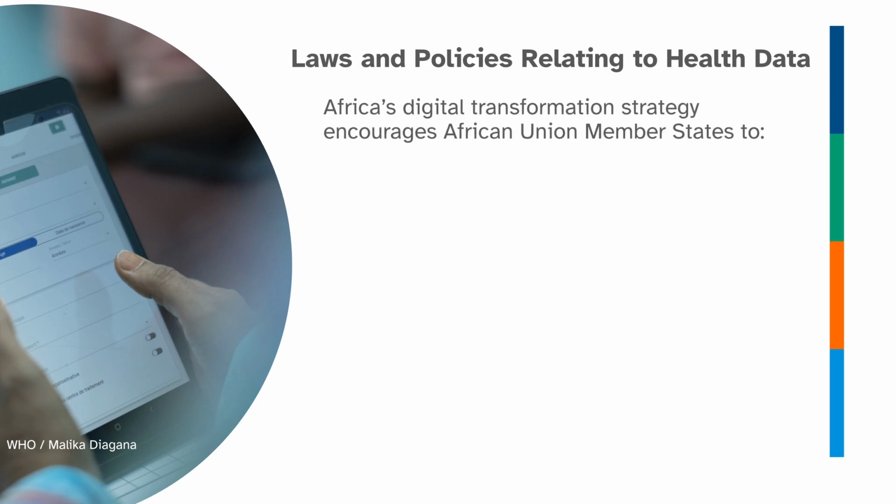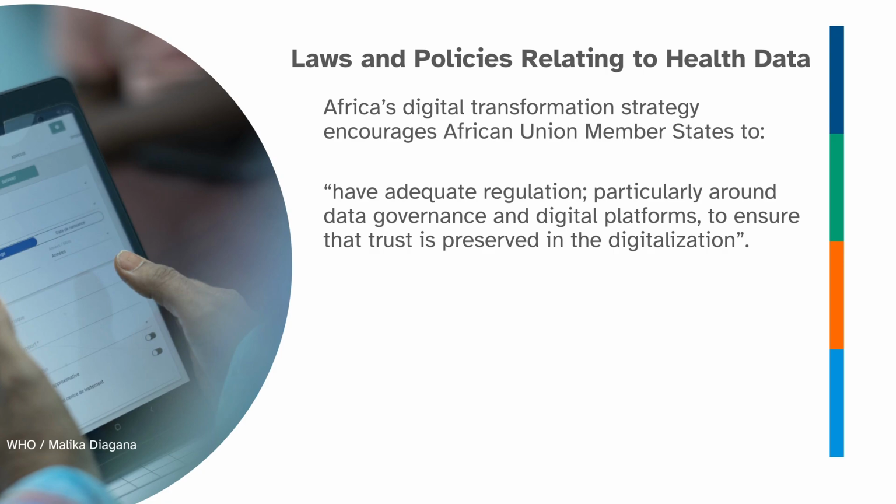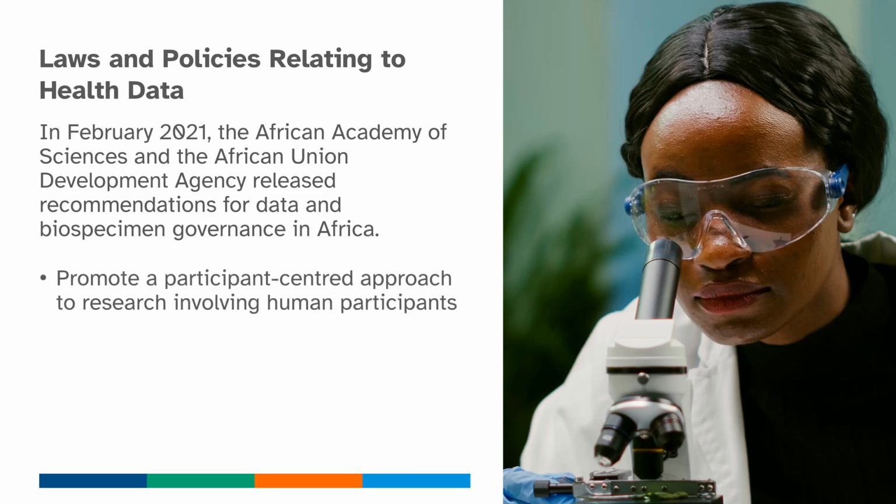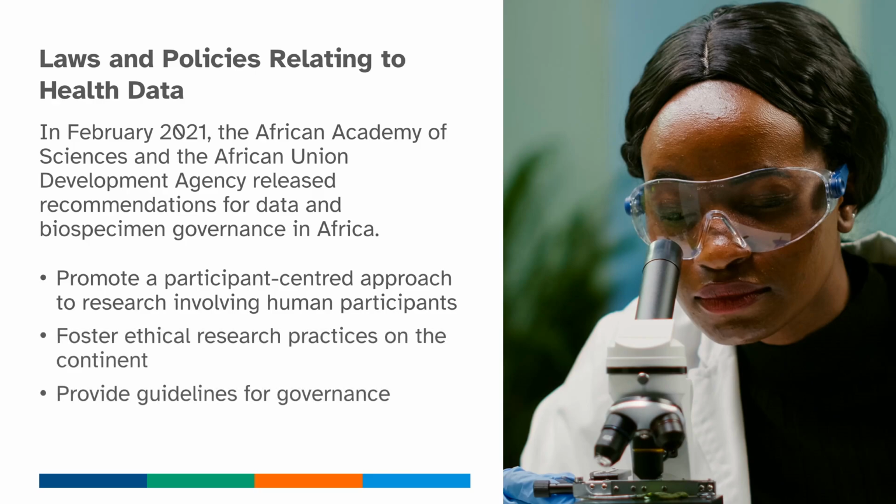Africa's digital transformation strategy encourages African Union member states to have adequate regulation, particularly around data governance and digital platforms, to ensure that trust is preserved in the digitalization. In February 2021, the African Academy of Sciences and the African Union Development Agency released recommendations for data and biospecimen governance in Africa. The intention is to promote a participant-centered approach to research involving human participants, while fostering ethical research practices on the continent and providing guidelines for governance.